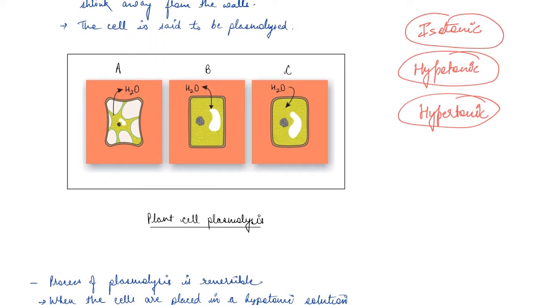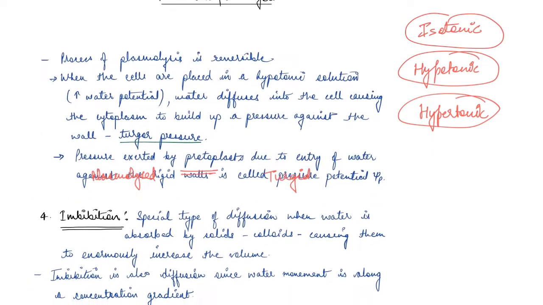So if you see the diagram here, what you'll realize is that in the first case, A, the water is moving out. And since it is moving out, the cell is plasmolyzed. So basically here the cell is plasmolyzed, right? If it is balanced, nothing will happen. If it is moving inside, it will be turgid, right? Now, guys, remember that this process of plasmolysis is reversible, right?